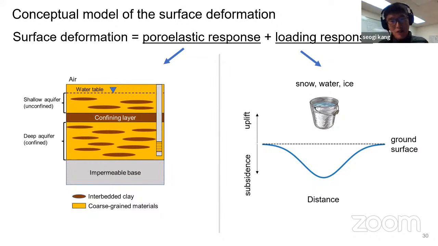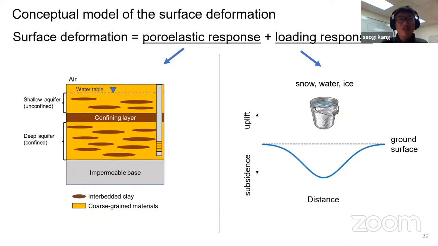And the second response is the loading response. It's much simpler. So if you're adding water onto the surface, you can think about any form of liquid like snow, water, ice. And if you add the mass onto the surface, it'll generate the subsidence like this, okay, due to the increased mass. But if you remove the mass, like if you think about the drought period or dry season, you're removing the water, it'll generate the uplift. Okay, so that's another kind of response.